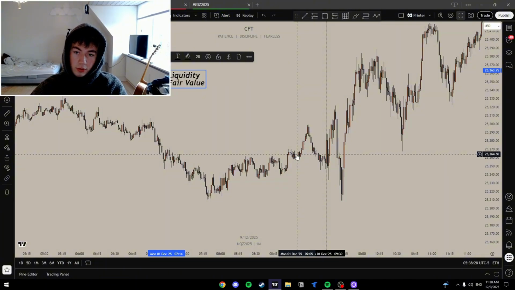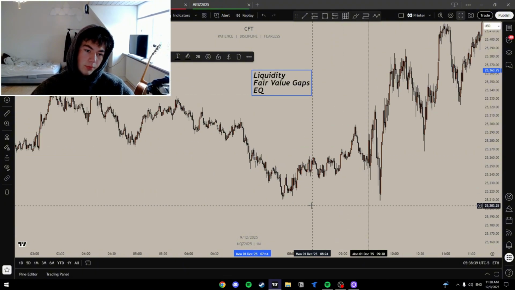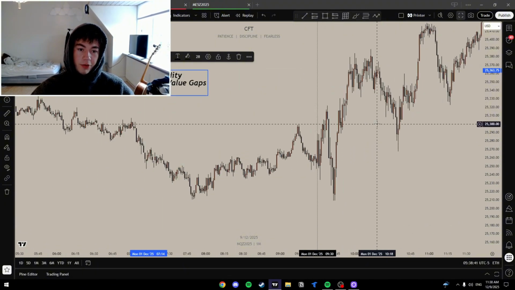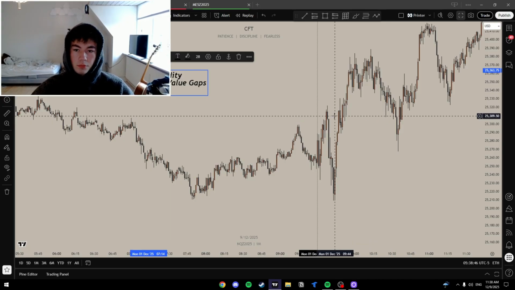What do we focus on as well? Fair value gaps. Why? Because it's the best PD array in the world. And next, equilibrium, because the market likes to tap into fair value gaps and into equilibrium before delivering.